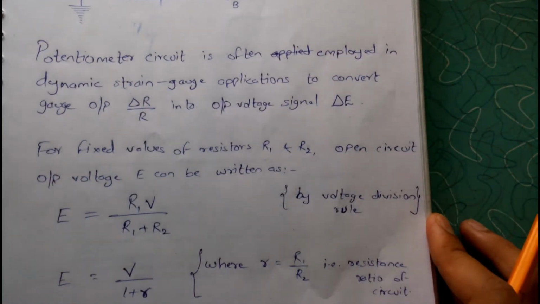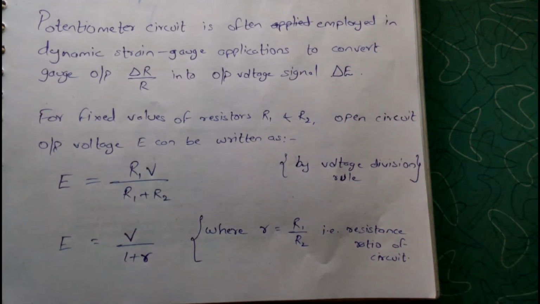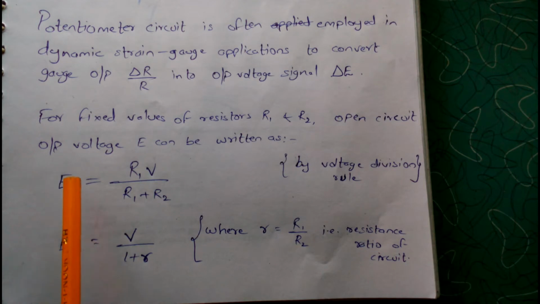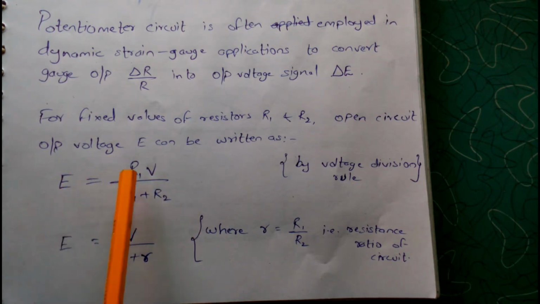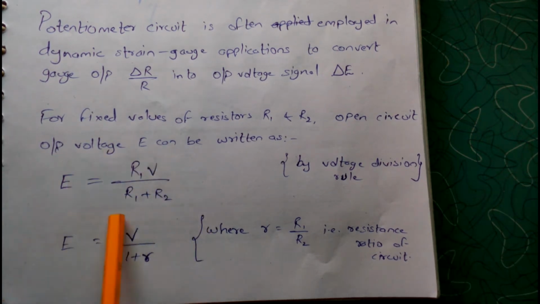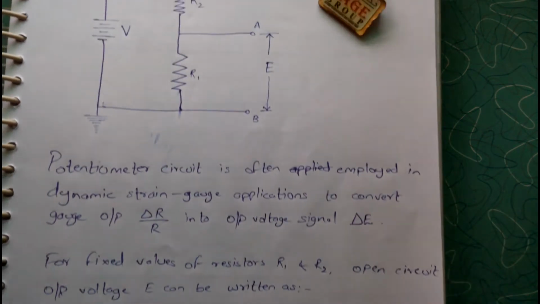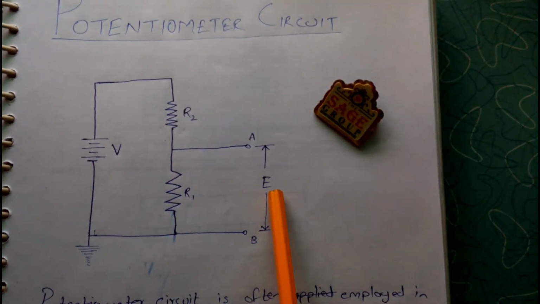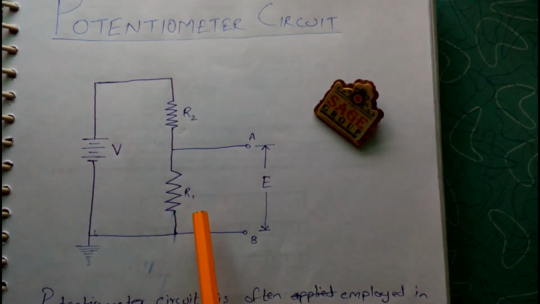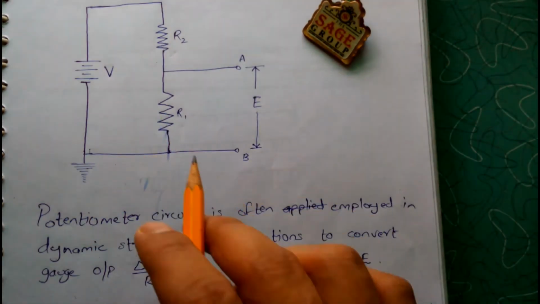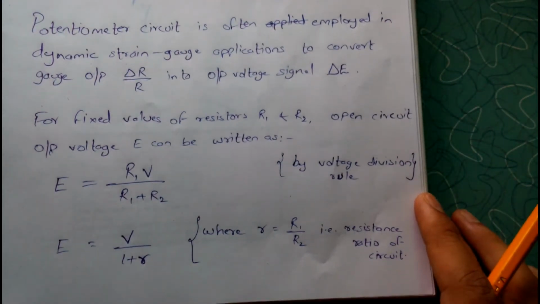Alright. So for fixed values of R1 and R2, the open circuit output voltage E can be written as E is equal to R1 by V upon R1 plus R2. How did we get this equation? By the help of the voltage division rule. That is, the output voltage E is equal to R1 by V upon the total resistance. Since these two are in series, it becomes R1 plus R2.